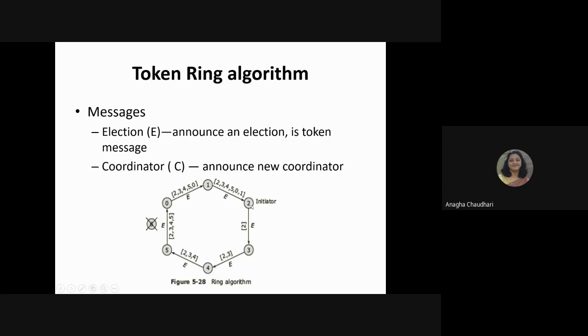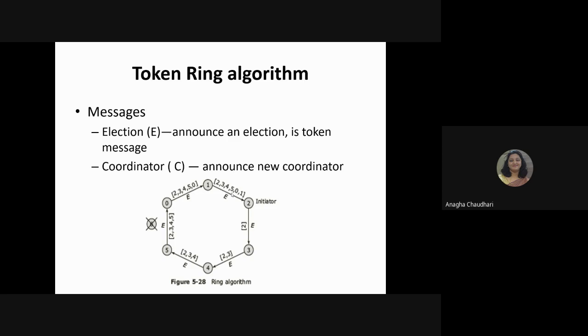So from 2, 3, 4, 5, 0, 1, what will 2 come to know? When 2 receives this message, it will know that the message I initiated from 2 is the same message that has traveled over the entire ring and has now come back to me, because after 2, 3, 4, 5, 0, 1 were appended, right? So as the initiator, 2 will look for the process with the highest ID, that is 5 here. As 5 has the highest process number, 5 will be declared the new coordinator, and that will be announced to all the other participating entities. That is the only essence of this token ring algorithm.